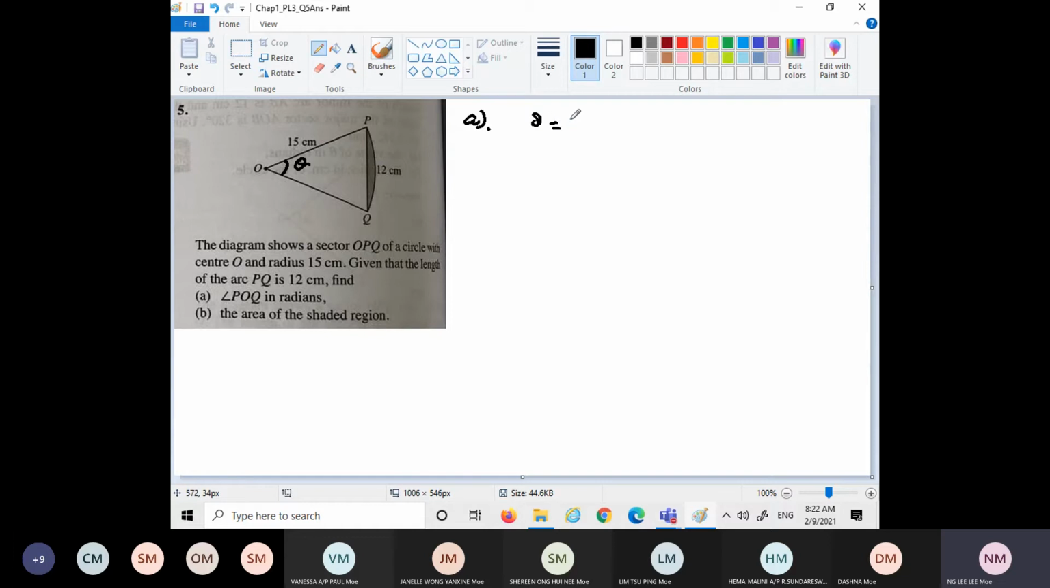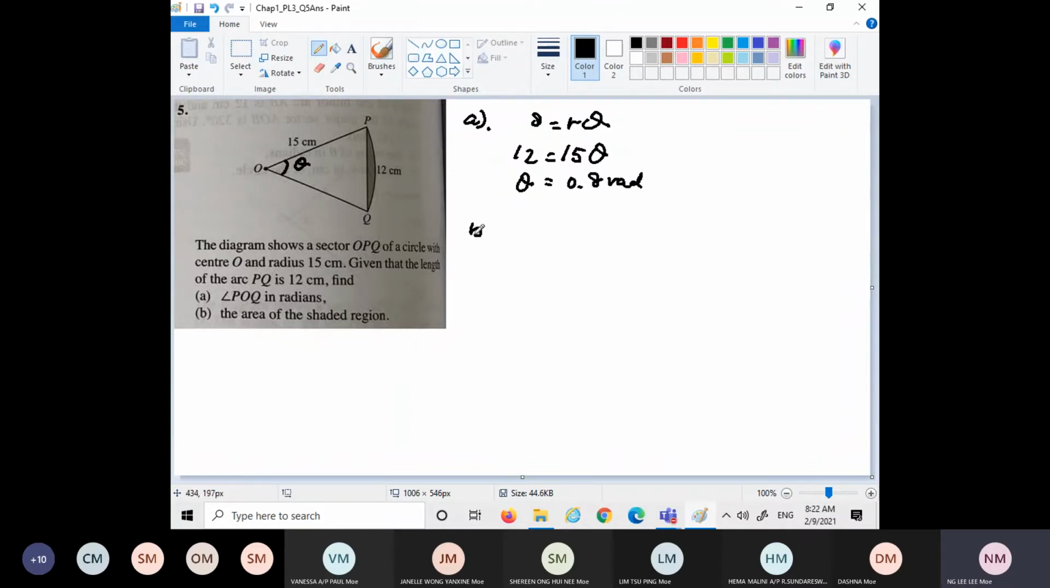So part A: S equals r theta. The S here is 12, the r here is 15. Then find the theta, which is in radians. So the answer is 0.8 radians.